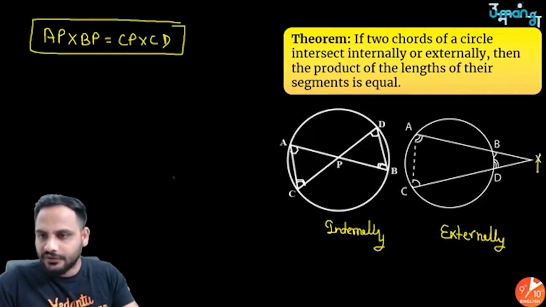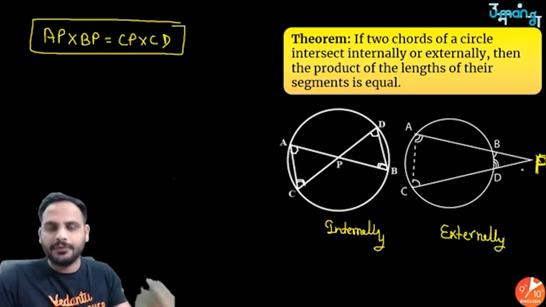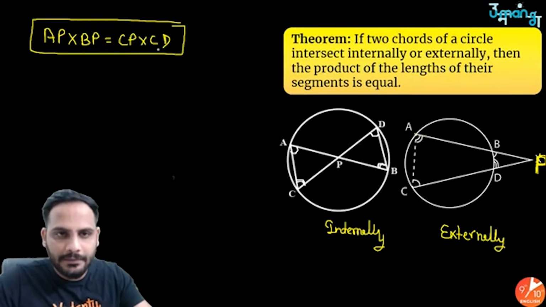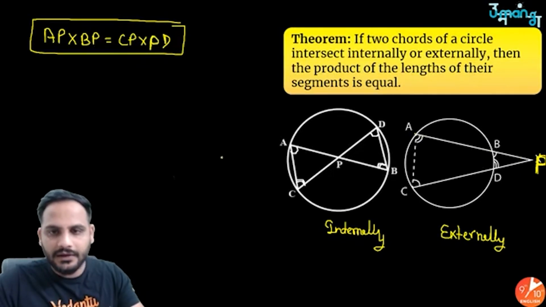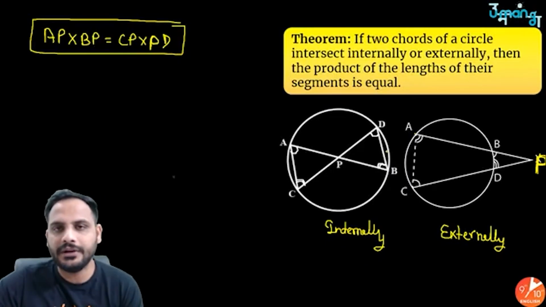internally. And suppose this point is again P. If I say P only, same thing again. AP into BP, same thing. A to P and B to P. So AP into BP is equal to CP into DP. Sorry, CP into DP. Here I have written wrong. PD kar lete hain. AP into BP is equal to CP into DP.